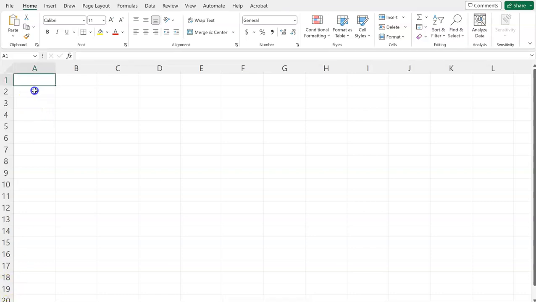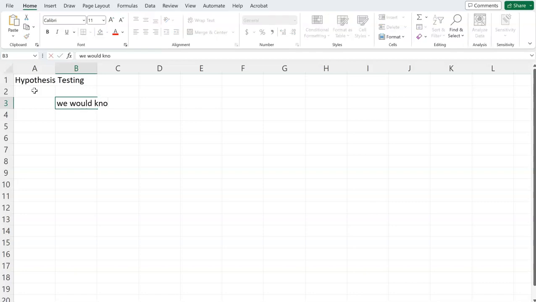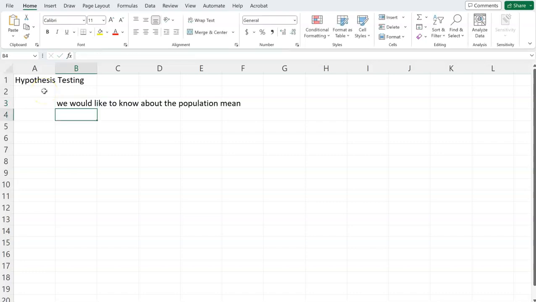Today we're going to talk about hypothesis testing and see what it does and how it can help us answer different statistical questions. So what we have always been talking about in statistics thus far is that we would like to know about the population, let's say the population mean or population median or some statistic of the population.